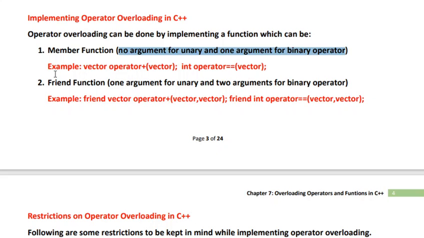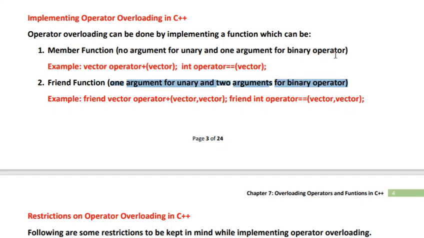An example is cited here. Likewise, if it's a friend function, then one argument for a unary operator and two arguments for a binary operator. This is very important, you need to remember. So whenever you're trying to overload an operator, it can be done using the member function or it can be done using the friend function.